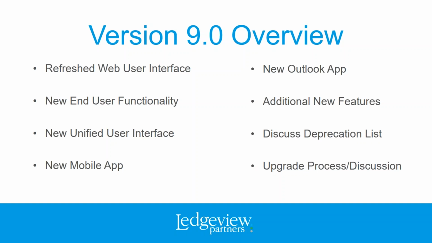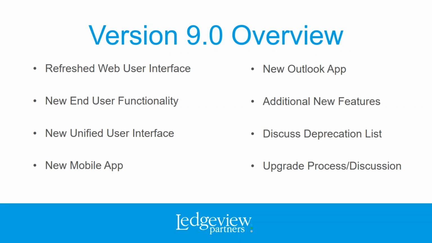We're going to be exploring the new unified user interface. We'll look at some end user functionality. We'll look at the new mobile app and the new Outlook app. We'll talk about some additional features. We'll discuss the deprecation list, what does that mean? And then at the end, we'll wrap it up with the upgrade process.